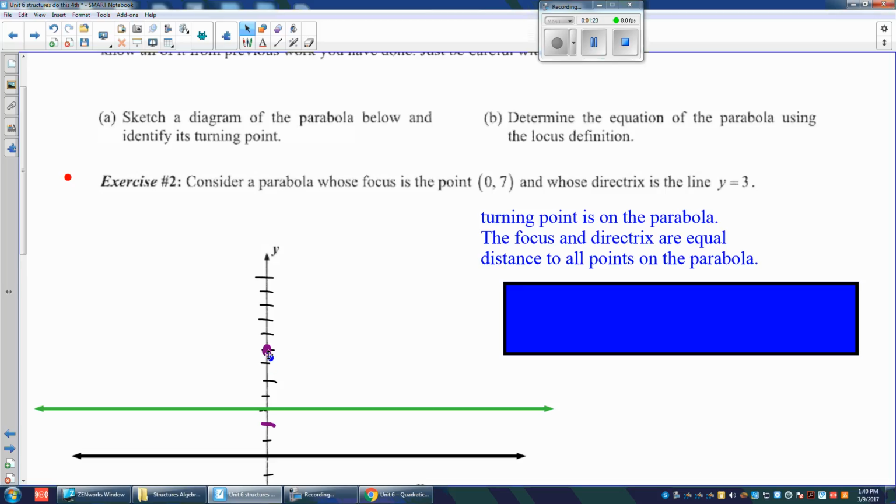1, 2, 3, 4. 1, 2. 2 is half of 4. There has to be a point right there. Now, all the other points have to be equal distance from the focus and the directrix. So the parabola is going to be going like this. How do I know it's going up? Because if it went down, then there'd be a point right here, which is 0 away from the directrix, but it is some distance away from the focus. So let me sketch the parabola.